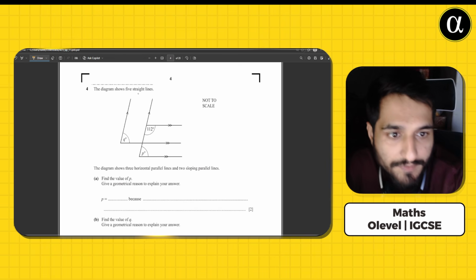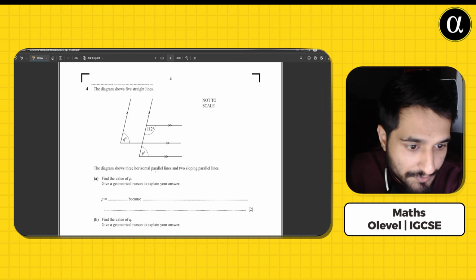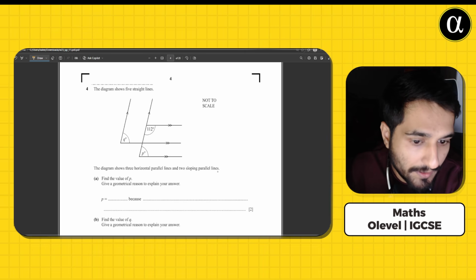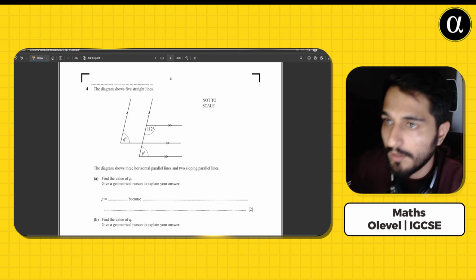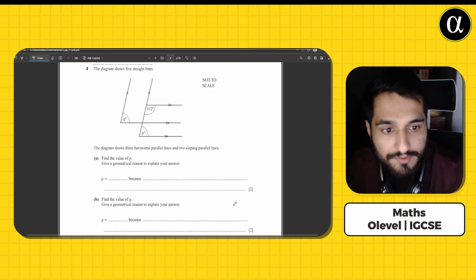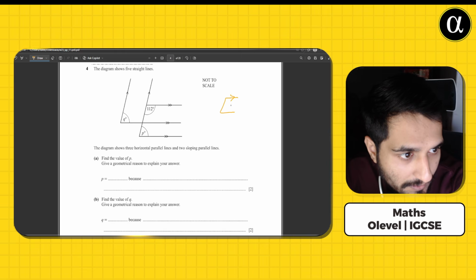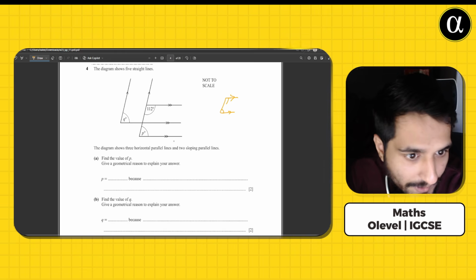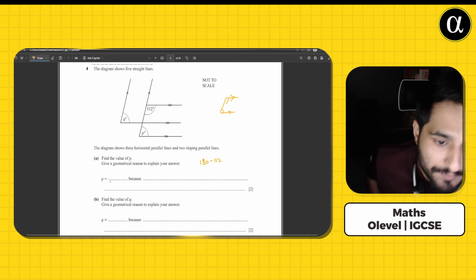The diagram shows 5 straight lines. The diagram shows 3 horizontal parallel lines and 2 sloping parallel lines. So there are numerous parallel lines. We can see these arrows that show us which parallel lines we have in this case. Now we need to find the value of P. This is P. We should know that if we see a C shape with parallel lines, the sum of internal angles is 180. So P is going to be 180 minus 112, and the answer is going to be 68.